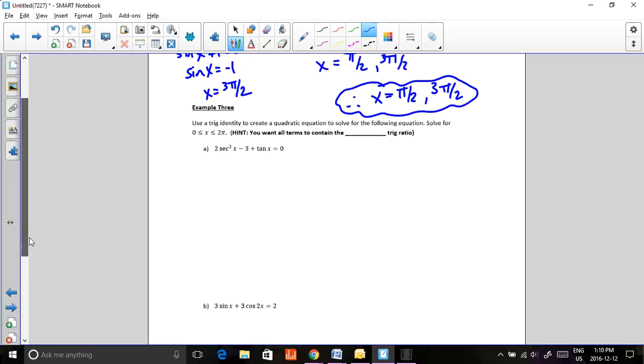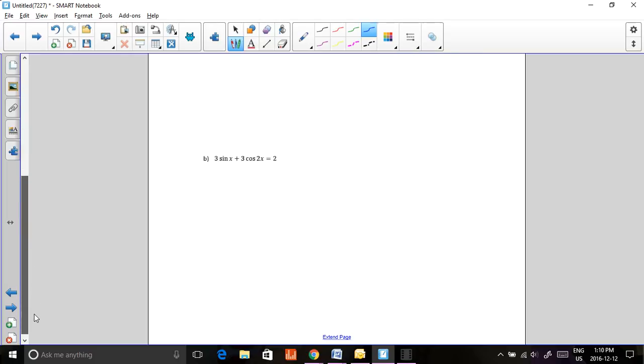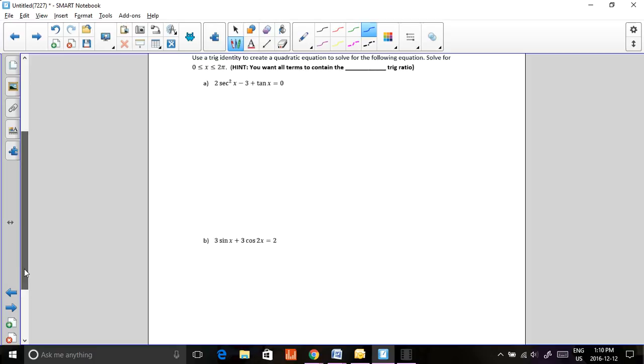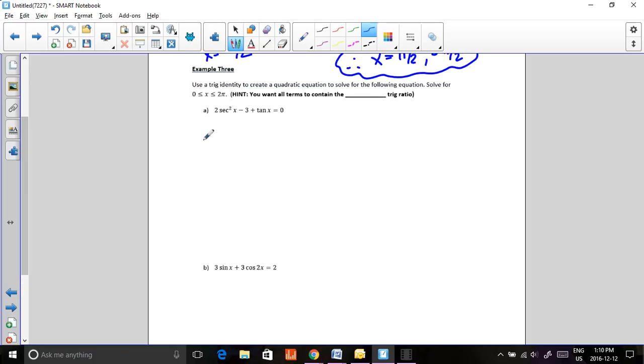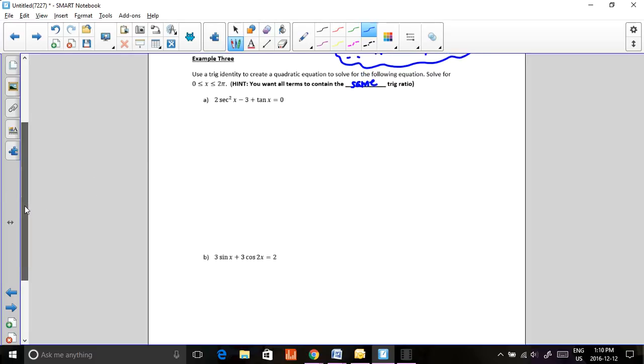All right, last two questions here. We're going to actually have to use some trig identities to solve these. Use a trig identity to create a quadratic equation to solve for the following equations. Solve for between 0 and 2 pi. Hint, we want all the terms to contain the same trig ratio because for us to be able to factor, they need to be all in the same terms.